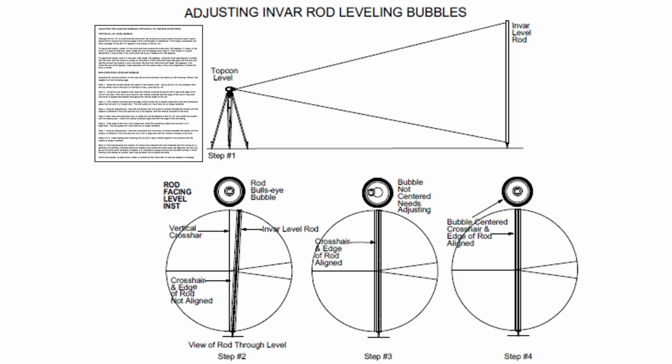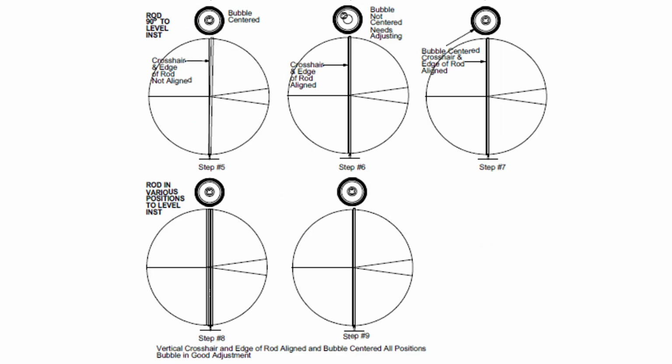Also, we just need to use leveling bubbles on the high precision INVAR level rod. And we can see if the rod is not vertical, because the crosshair and edge of the rod are not aligned.